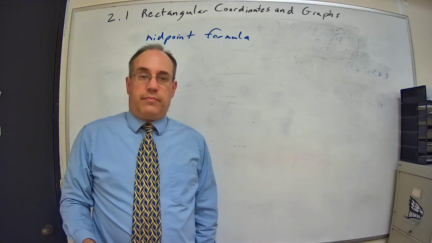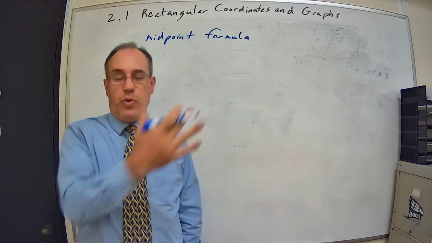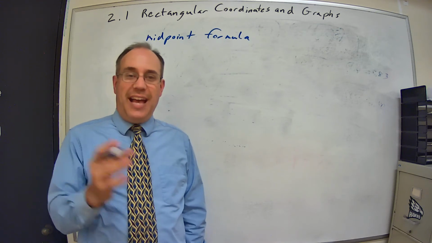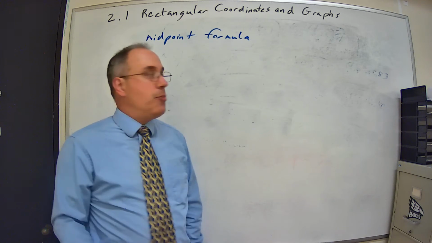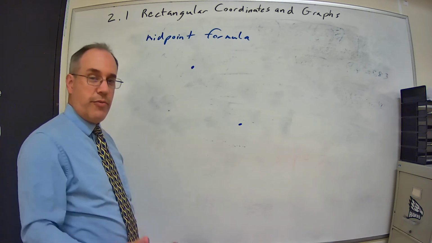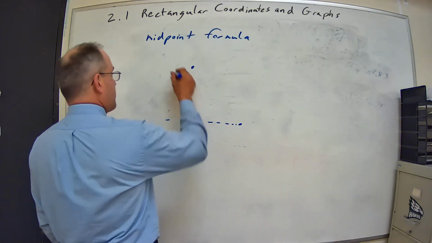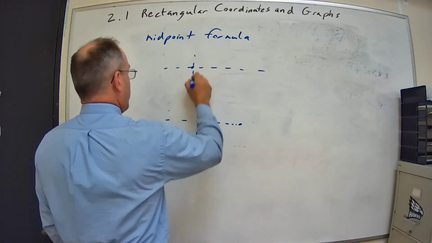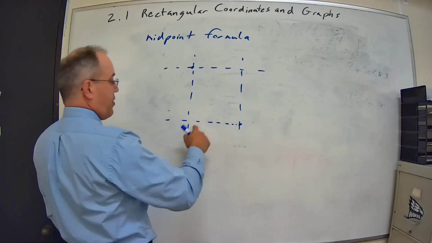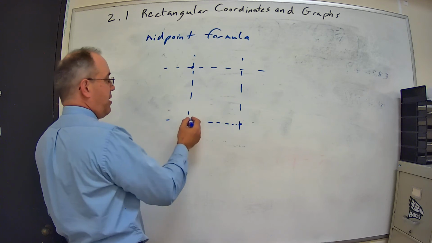Given 2 points, the midpoint is the middle point between them. And it is found simply by averaging the x values and averaging the y values. Because if you think of 2 points drawn on a rectangular coordinate system, the midpoint's going to be, if I just give myself some horizontal and vertical things here, halfway between them vertically.